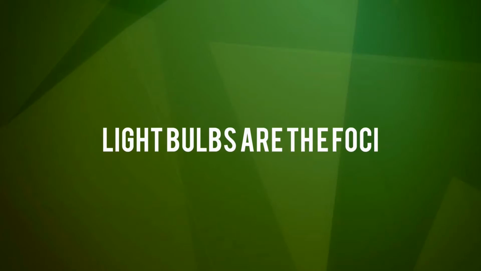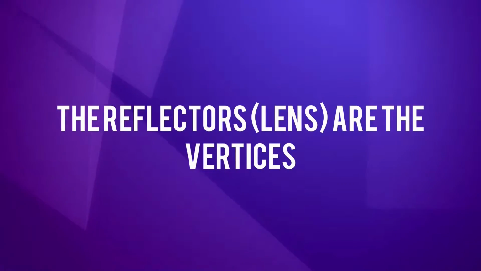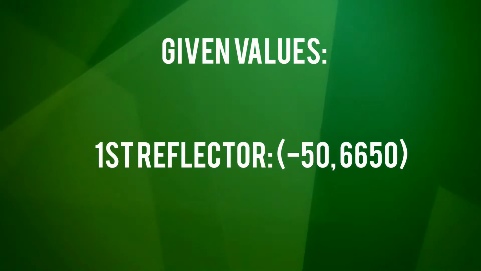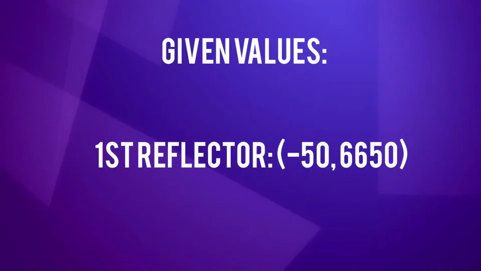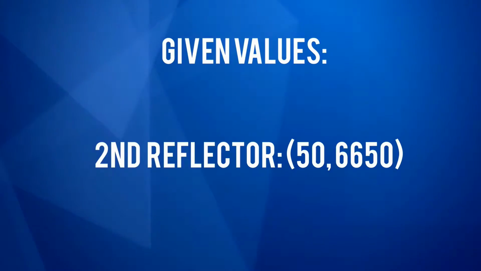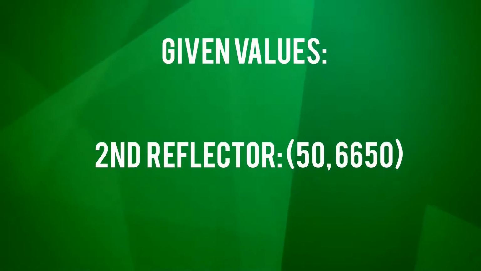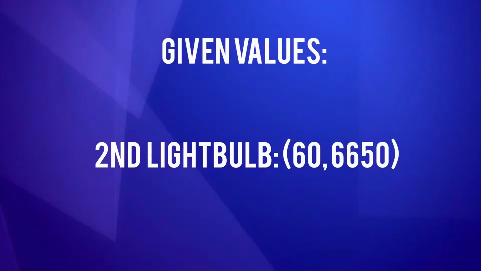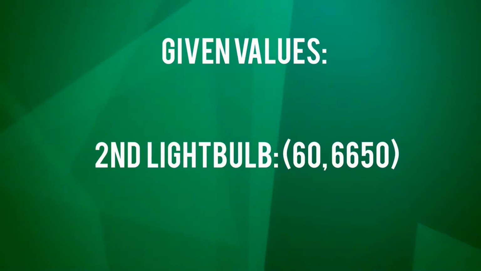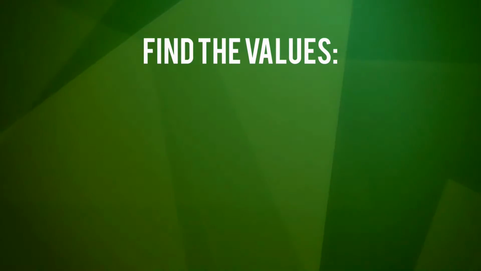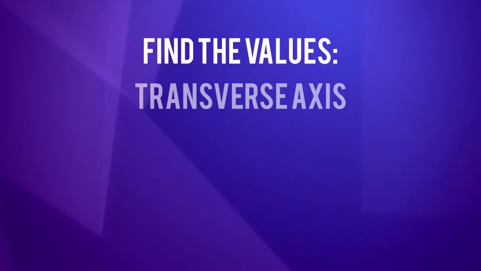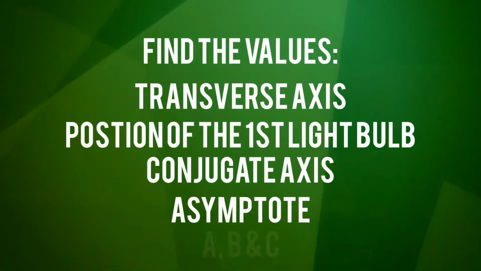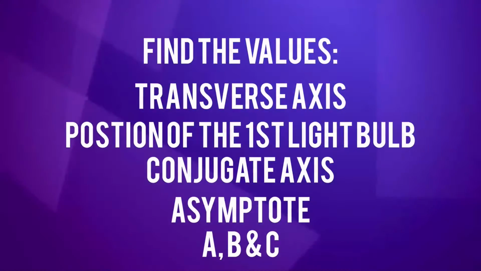The light bulbs are the foci, the reflectors are the vertices, given the following. First reflector is at coordinate -50, 6650. The second reflector is at coordinate 50, 6650. The second light bulb is at coordinate 60, 6650. We need to find the following: transverse axis, the first light bulb, the conjugate axis, the asymptote, and variables a, b, and c.